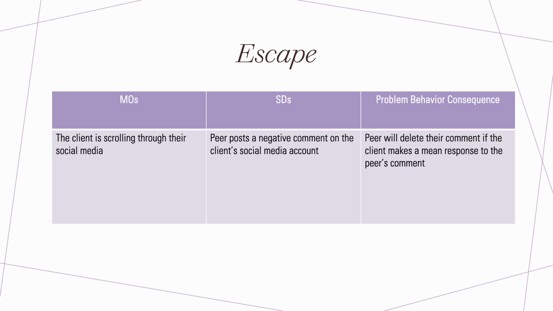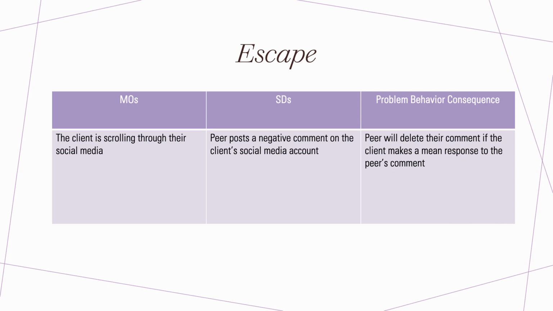I will now talk through each condition and how it would be implemented for this client, starting with the escape condition. During the escape condition, the peer would post a comment on the client's social media page stating that they do not like one of the client's highly preferred topics, such as Disney. If the client goes onto their social media account and responds to the comment, the peer will delete the comment from the client's social media page.